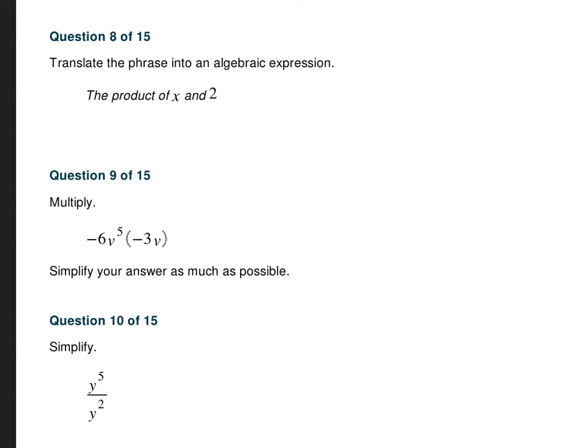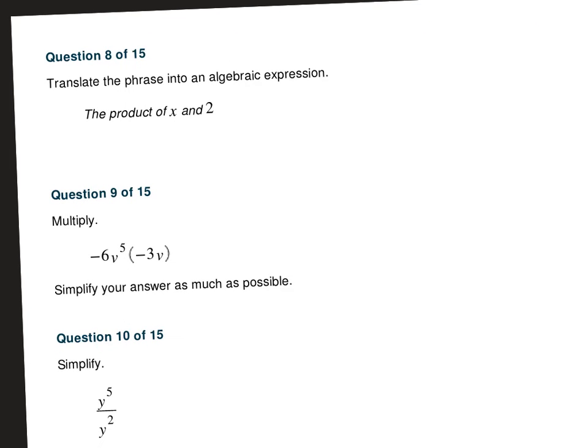Another thing we talked about in class, and this is super important when we're translating these, is that when we multiply a number and a variable, we write them next to each other and we put the number first. So this translated would be 2x. That is the product of x and 2.